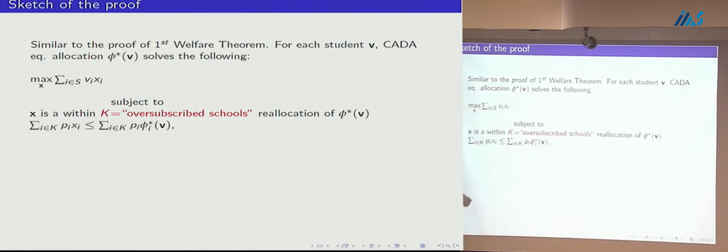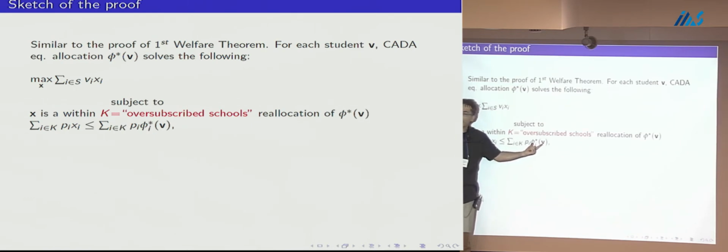Consider this maximization problem. I am a student trying to maximize my expected utility. This is my evaluation, and this is my probability of getting into school I, that I am student V, subject to the probabilities that I would get under my Kada equilibrium.